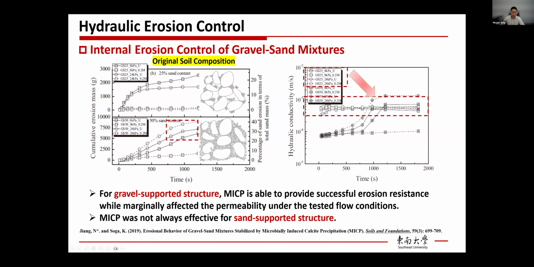The sand supported structure is quite complicated. MICP is not always effective, especially when the cementation level is not high. So it means that here we have to apply higher cementation solution concentration in order to make it more effective. So that's the first part of my PhD research.